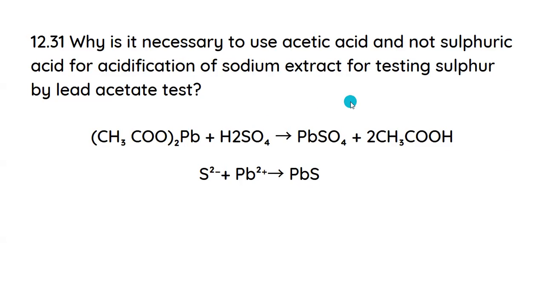The next one, why is it necessary to use acetic acid and not sulfuric acid for acidification of sodium extract for testing sulfur by lead acetate test? When you have the sodium fusion extract, that is Na2S, it reacts with lead acetate to lead to the formation of lead sulfide. But if we used H2SO4, the lead acetate would have also interacted with the H2SO4 and led to the formation of PbSO4.